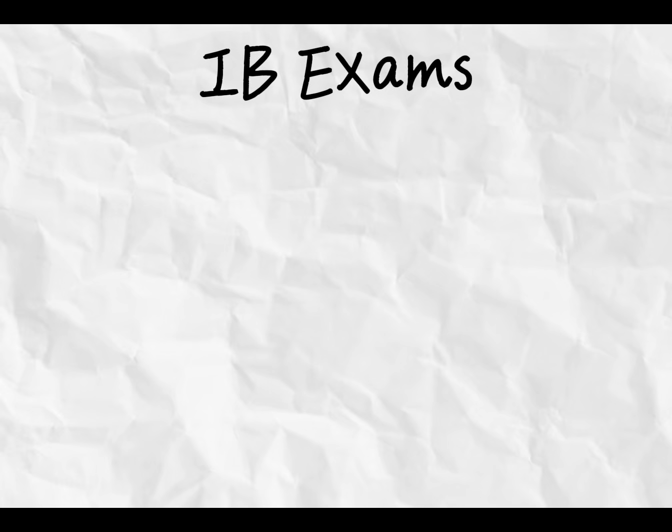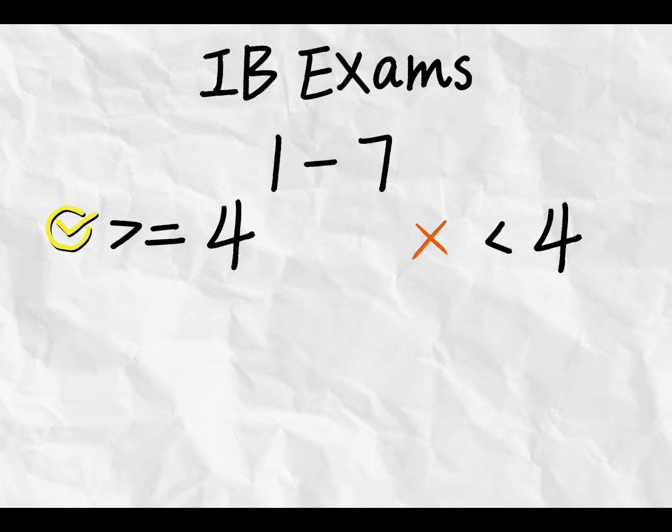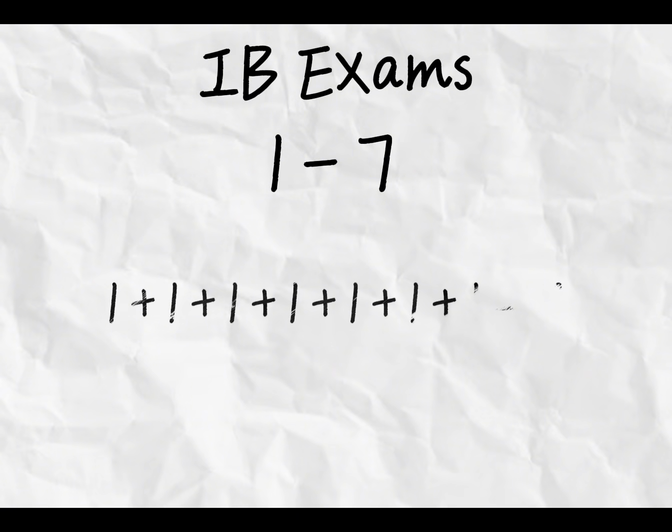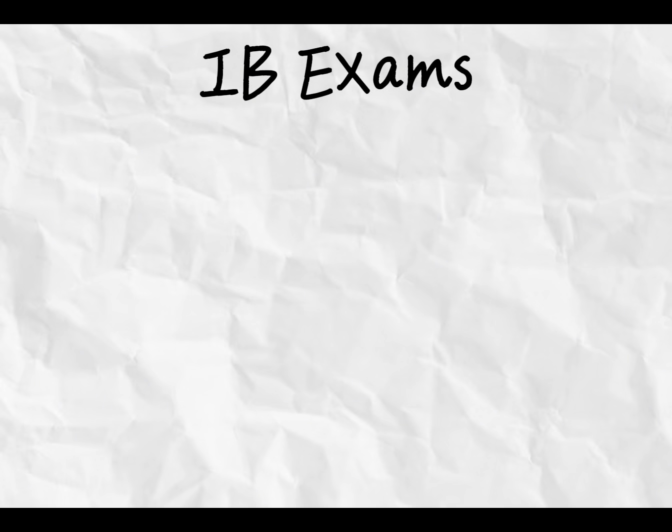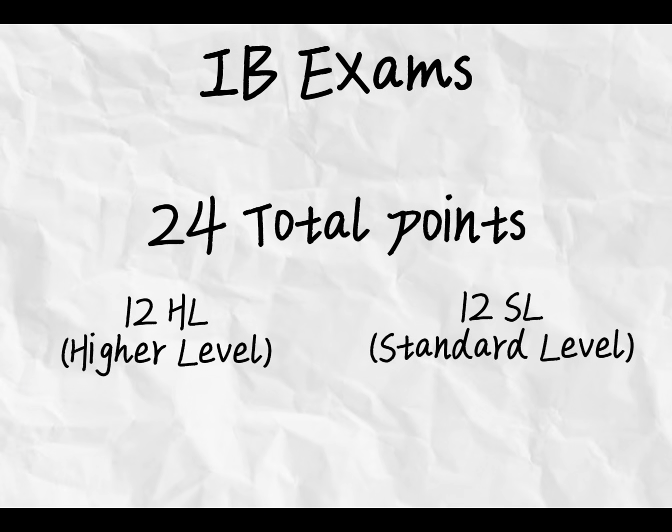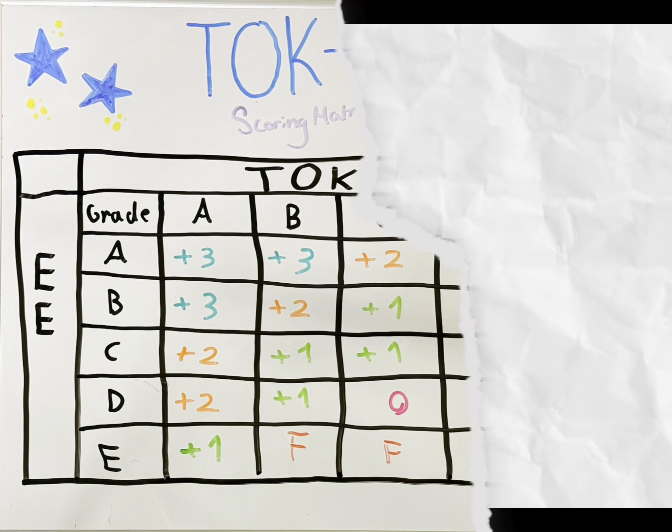All subject exams are scored on a 1 to 7 scale, with anything above 4 being passing. It is a point system where up to 7 points can be contributed to your total. To graduate with the IB diploma, students are required to earn 24 total points.